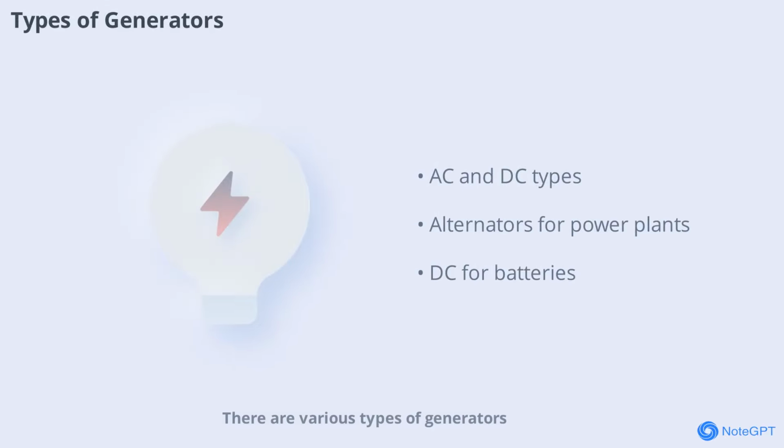There are various types of generators, including AC (alternating current) and DC (direct current) generators. AC generators, also known as alternators, are most common in power plants because they efficiently transmit electricity over long distances. DC generators are used in specialized applications like battery charging. Each type uses the same basic principle of electromagnetic induction, but differs in how the current is collected and used.